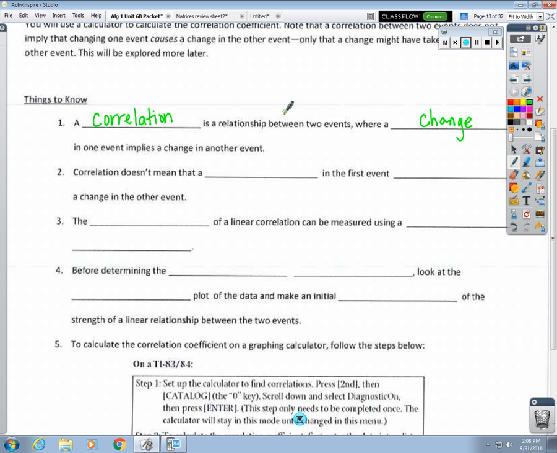Now, that does not mean that a change in the first event caused a change in the other event. Okay, and we'll talk about what I mean by that after you write it down. Okay, correlation doesn't mean that a change in one event caused a change in the other event. Does the hours going by cause the sandwiches to sell? No, they just happened to sell as the day went on. But couldn't you have a shop that was selling sandwiches and they didn't sell any? Yes. Okay, time going by did not cause the sandwiches to sell. It has correlation, but not causation.